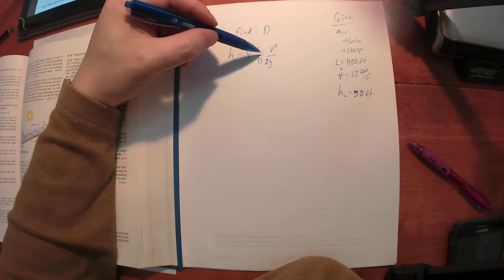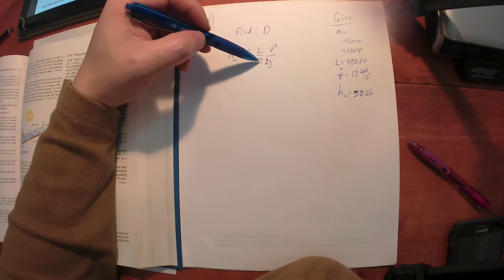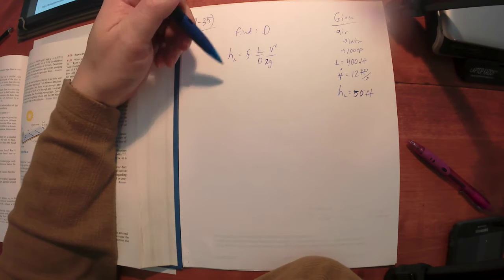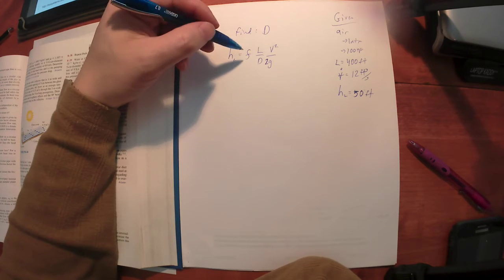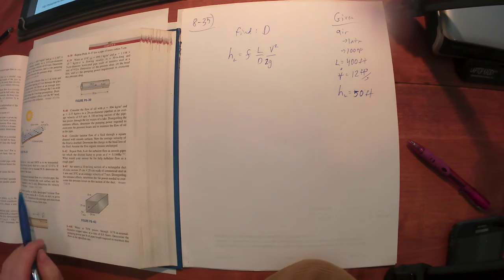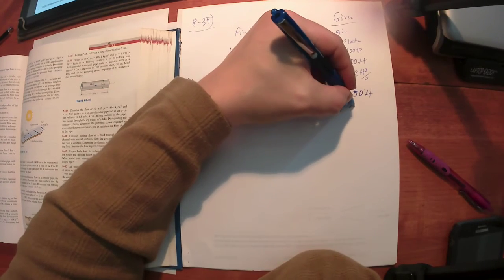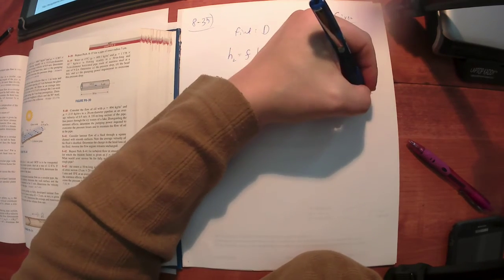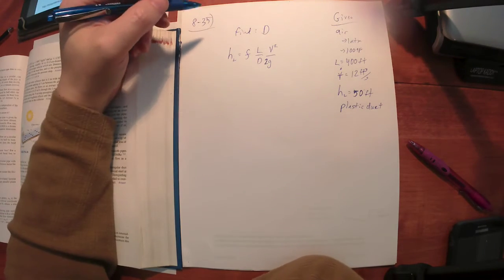Well, I know the length. I don't know the speed, but if I can find the diameter, I can find the speed. And the Darcy friction factor is going to be a function of the Reynolds number and epsilon over d. And by the way, they told us this is a plastic. That's going to be important to find the Darcy friction factor.